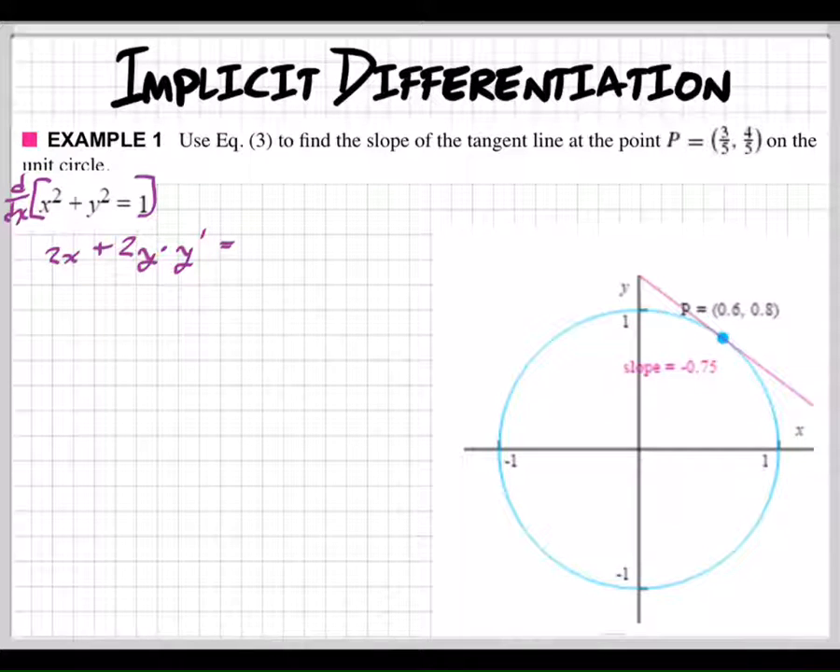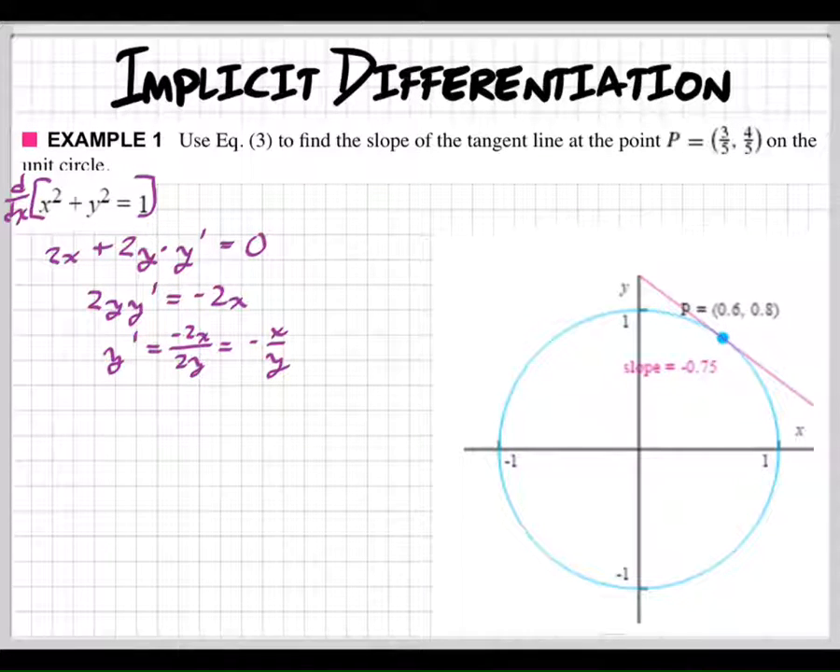And then on the other side, I take the derivative of the constant, which is 1, and the derivative of 1 is 0. Alright, so now let's get the y prime alone. We're going to move the 2x to the other side. So we get 2y times y prime equals negative 2x. And now to get the y prime alone, I must divide. So I get y prime equals negative 2x divided by 2y, which then equals negative x over y.